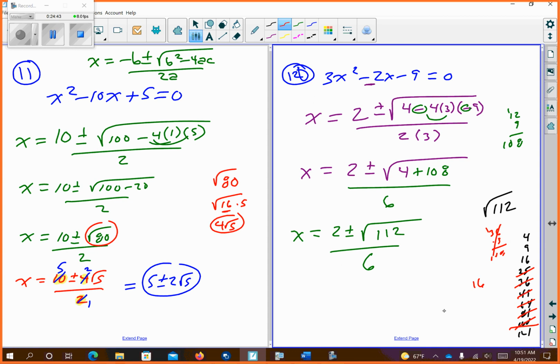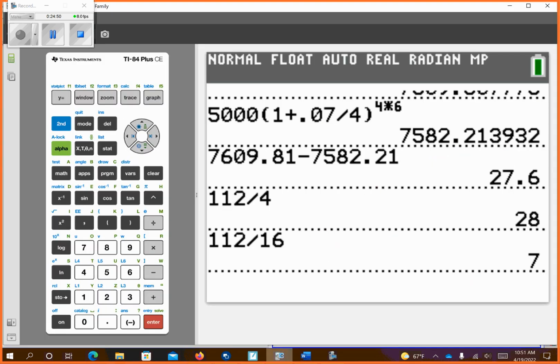I don't know. Maybe can't do 16 in my head. Hang on. We'll just jump to this. 112 divided by 16. Oh, 112 divided by 16 is 7. Cool.